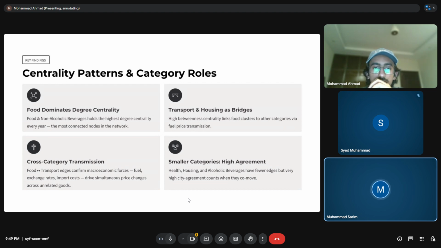Furthermore, if we consider transport and housing, they do not act as hubs where everything is contained. They are interconnected and linking each other. This is where the concept of betweenness centrality comes in. Betweenness centrality basically measures what sits in the middle, where degree centrality may show you the connections.